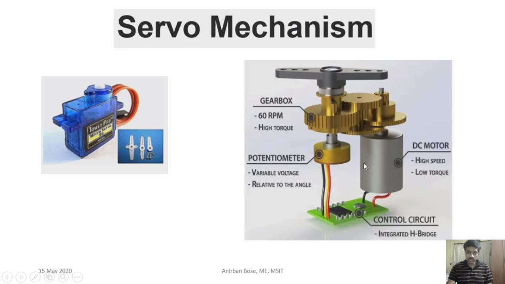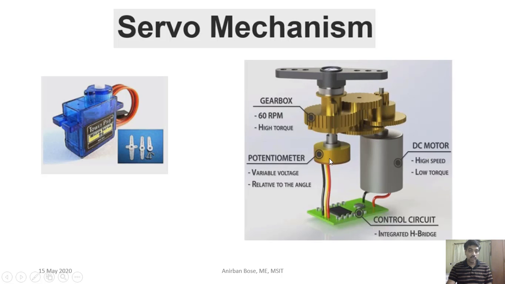So here you can see, suppose this is a DC motor, and we know DC motor is a high speed low torque motor. First of all, to make it high torque, a gearing system is arranged. Okay, with the help of gearing it is possible to increase the torque. Definitely the speed will be reduced, but the torque will increase. And we have already said servos are not meant for high speed, so that is why speed is reduced and torque is increased with the help of this gearbox.